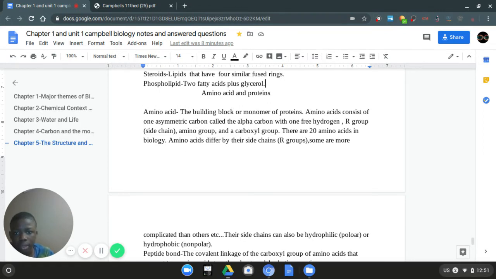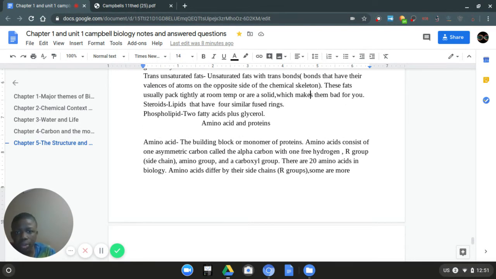Okay, so steroids are essentially lipids that have four similar fused rings. An example of this is cholesterol, and so yeah, that's pretty simple. We're just briefly touching these concepts because there's a lot of broad stuff, and you'll see later in the chapters there are much more specific things. But I think the first unit is just an introduction, just broad terms.